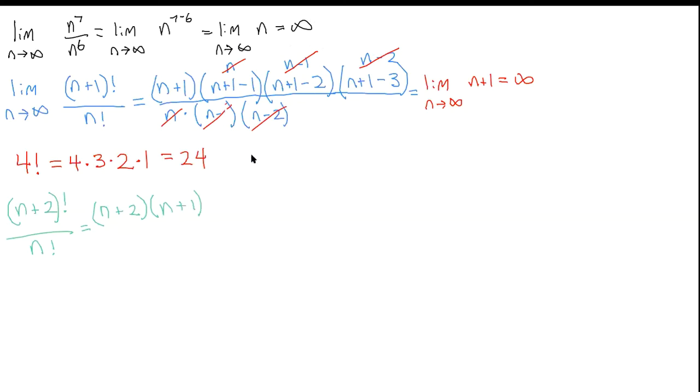n minus 2. Say it one more time. N minus 2. Wait, it'd be n plus 2 minus 2. So positive 2 minus 2. So just n. And then do one more for us on the numerator. N minus 1.